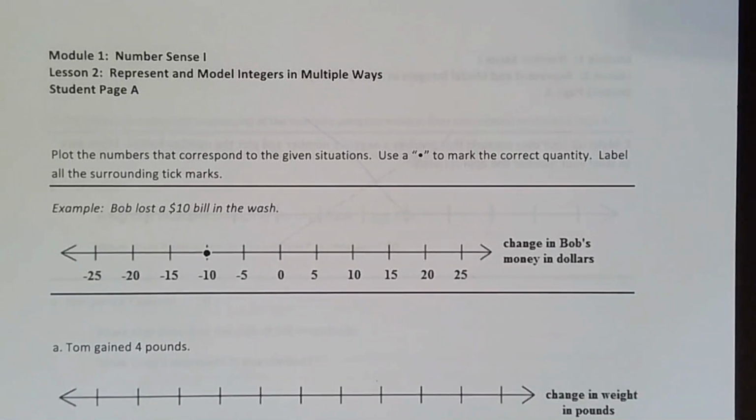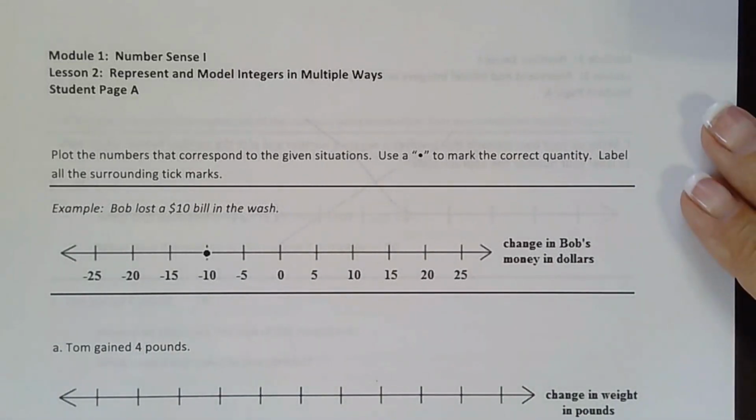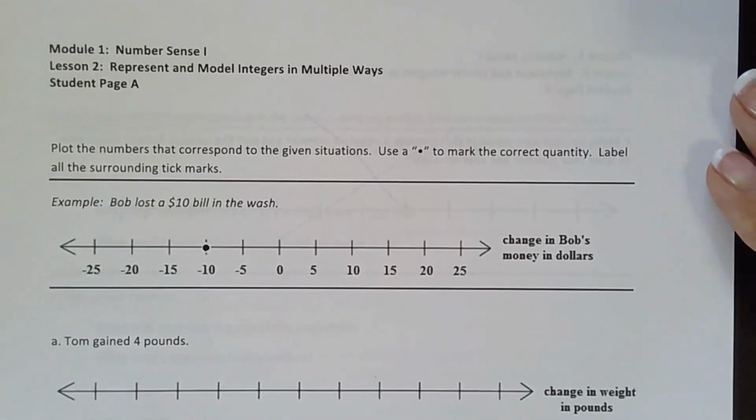But the reason we try to use multiple ways is because a lot of students say, oh, I forget the rules for positive and negative numbers. Well, if you know multiple ways, then there's a good chance you'll remember at least one of them. When you just know one way, it's easy to forget. So we're going to start with the number line.